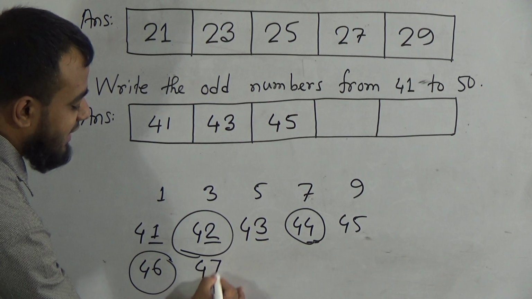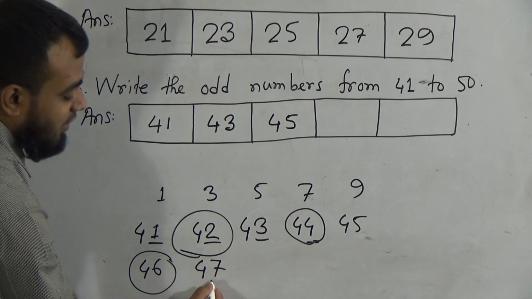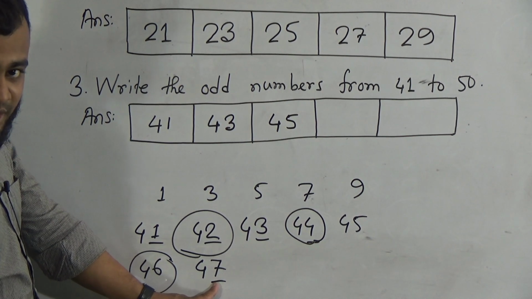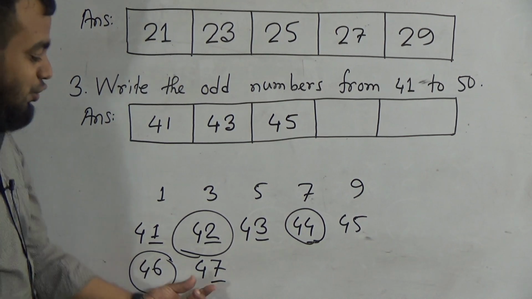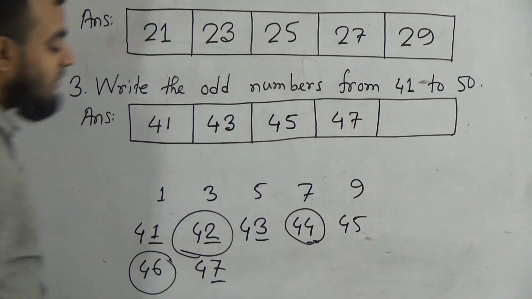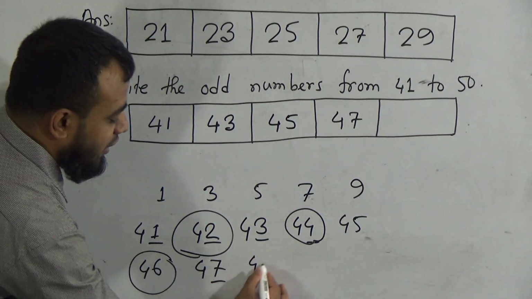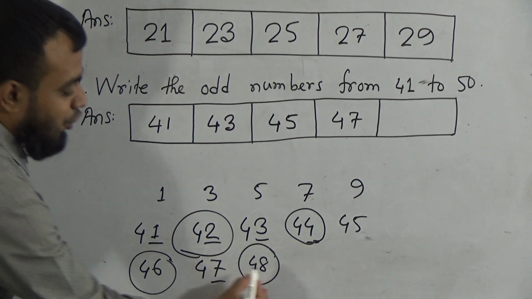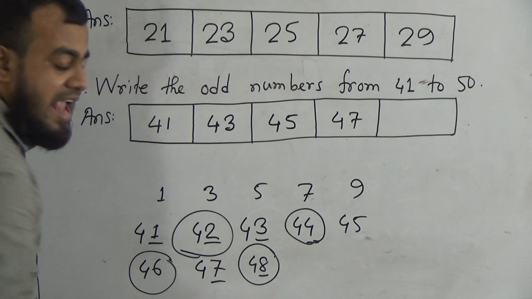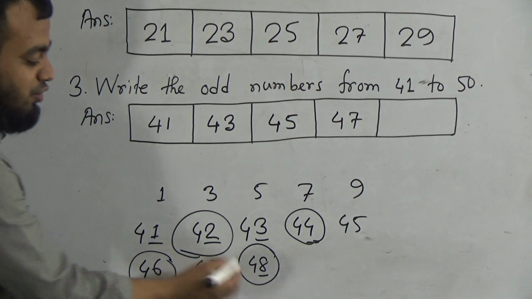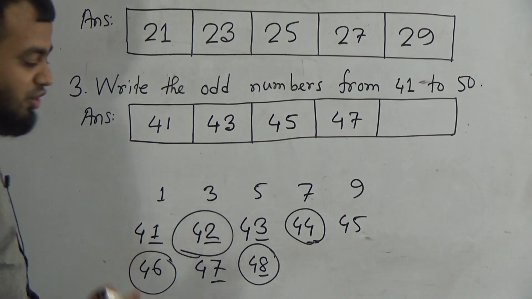Next number is 47. 47 has 7 in the right side. So 7 can't make a pair. That's why 7 is an odd number, so 47 is also an odd number. We can write down 47 here. And after that we have 48. The number 48 is not an odd number because 48 has 8 in the right side, and 8 can make pairs. So 8 is not an odd number. That is why 48 is also not an odd number.